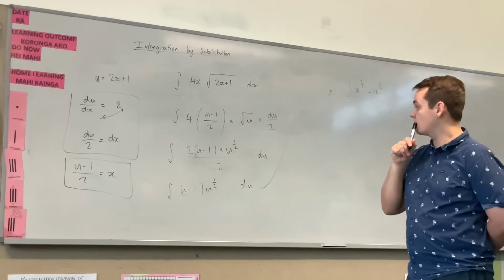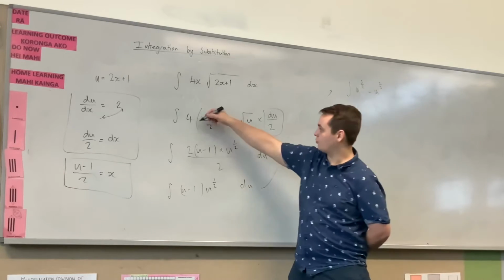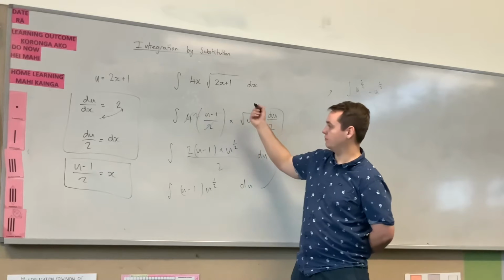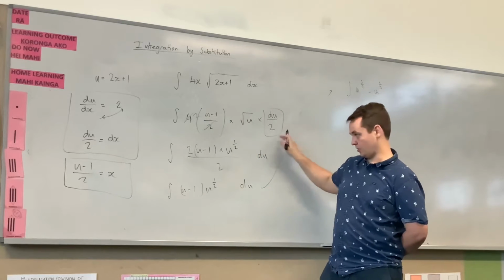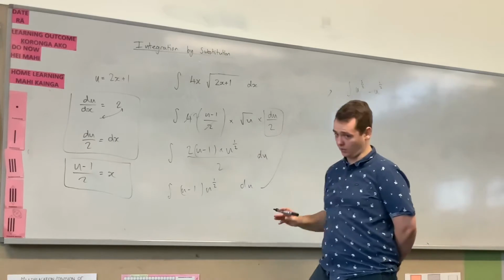Why is it all over 2? Because of the du over 2. Oh, okay. So I cancel that out with that to get just the 2, but there's still a divide by 2 here, which I've just brought along the side, because we can move it away, we can separate it out.